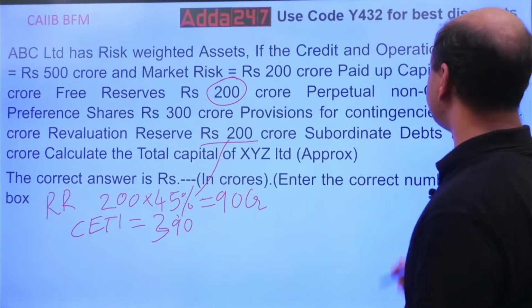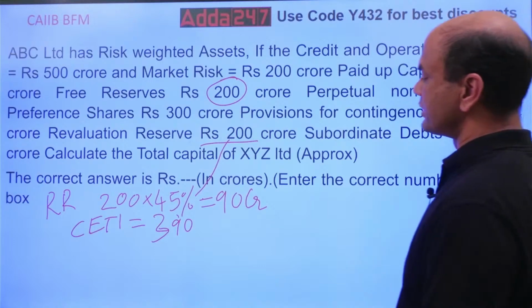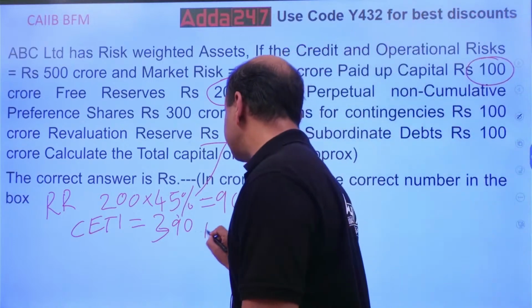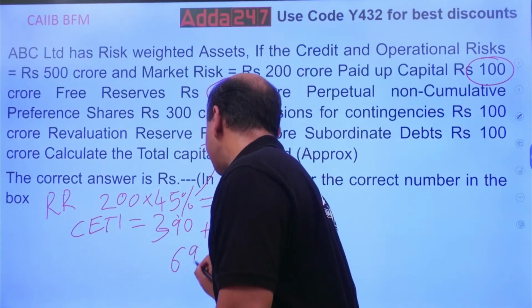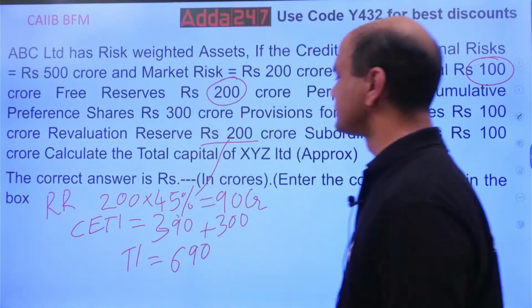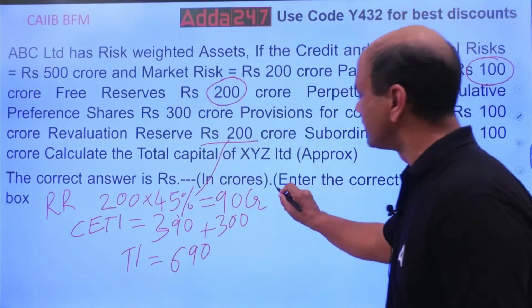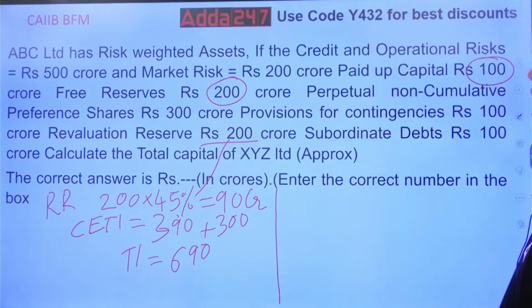Then PNCP. PNCP is what? 300. So 390 plus 300, take it as it is. So it is 690. So your tier 1 capital becomes 690. T1 equals 690. Now T2. In T2, what do you have?